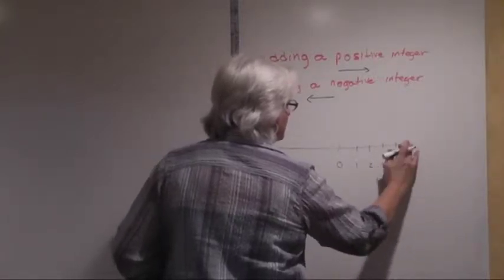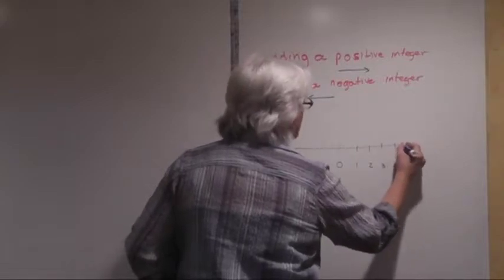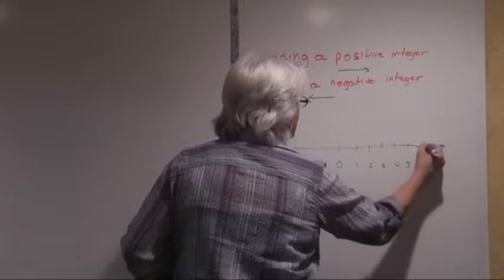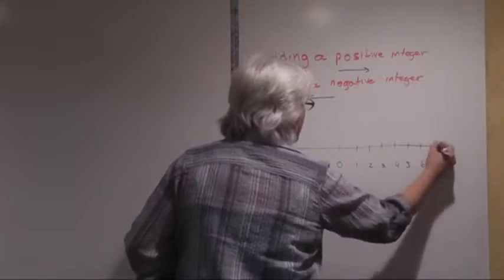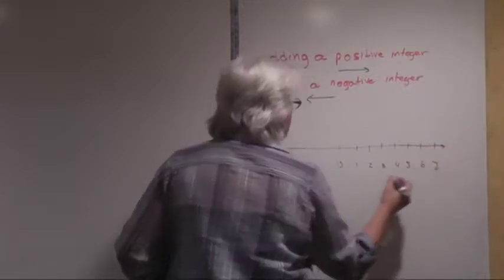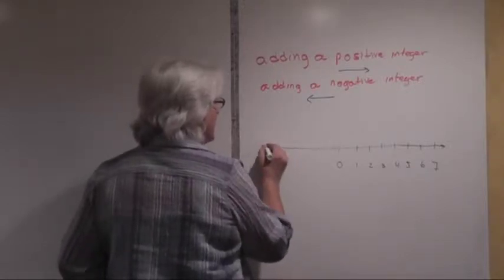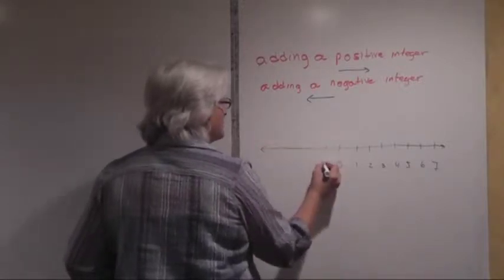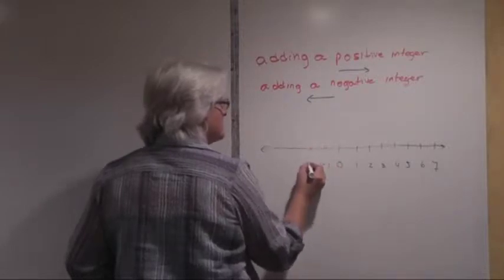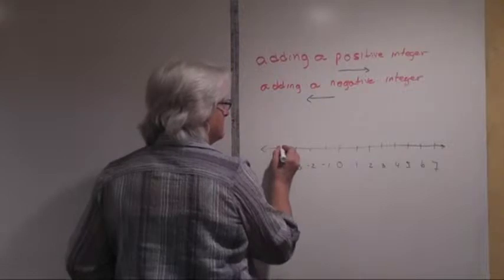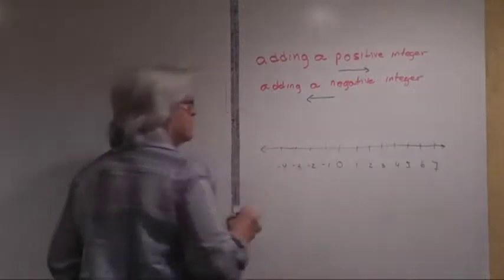What we're going to do is indicate adding a positive integer by showing an arrow going towards the right. And if we're adding a negative integer, we're going to show an arrow going towards the left. So as soon as I finish drawing this little number line up here, we'll go ahead and get started.